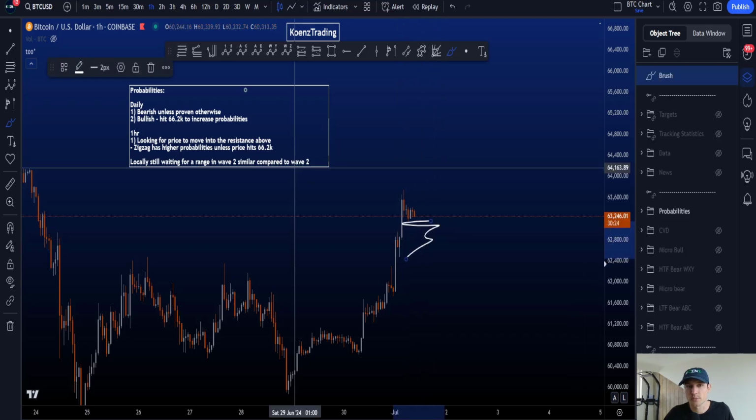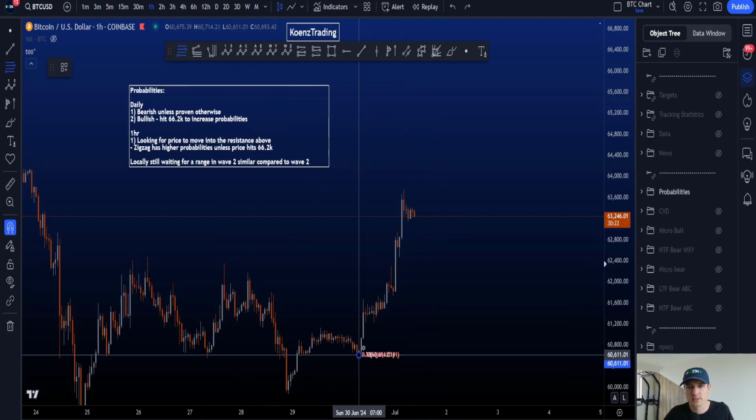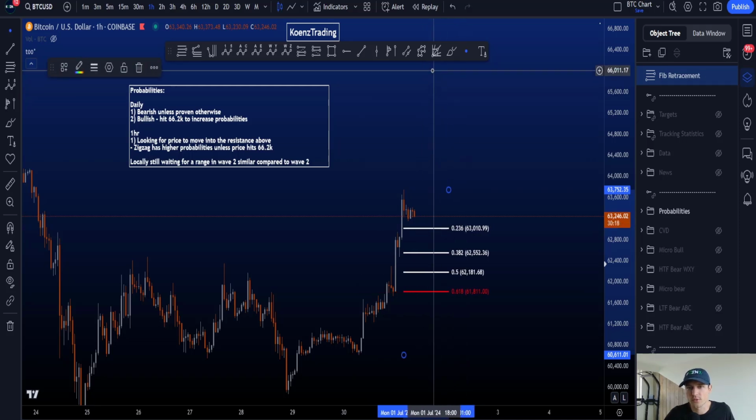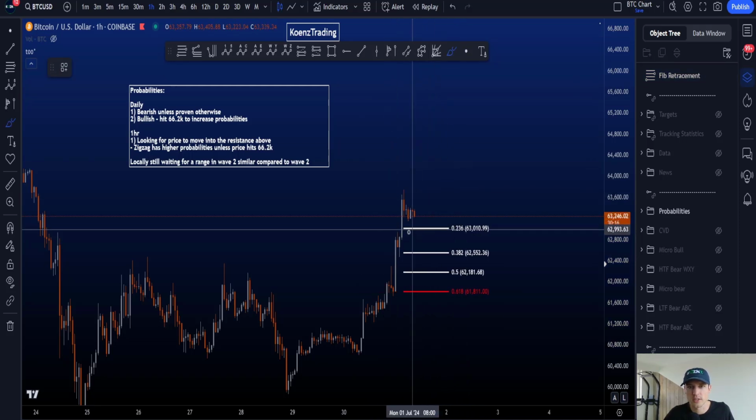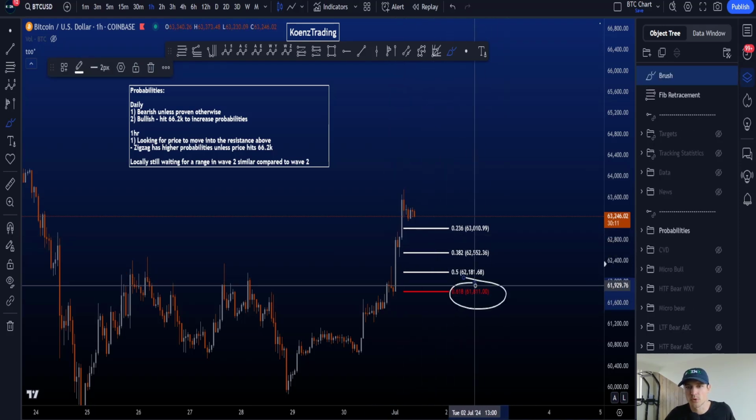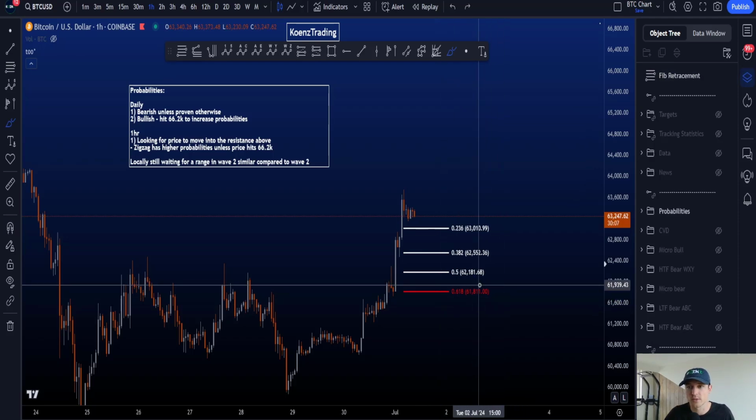And I know the retracement levels for a wave 4 as well, take it from the low to the current high that we have, the 236 to the 382, with an interesting 1 hour order block here as well, right? And the invalidation 61.8k. So hitting the 61.8k level invalidates a wave 4.